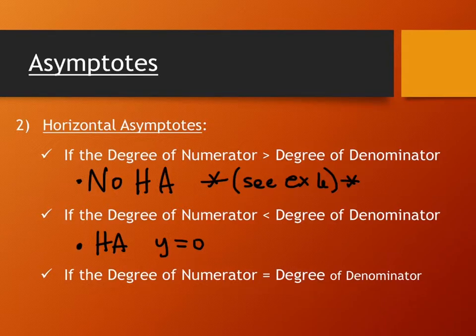The last case on this slide says that the degrees are equal. So when the degrees are equal, you do have a horizontal asymptote. And it's more awkward to write this down than to actually do it. Your asymptote is at y equals the ratio of leading coefficients.